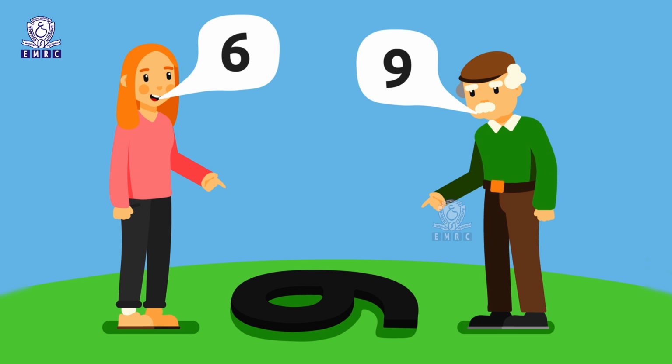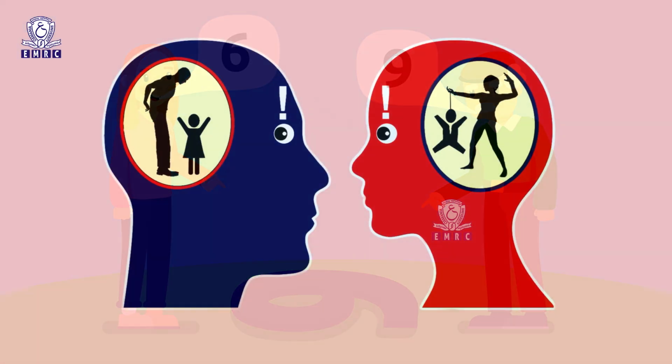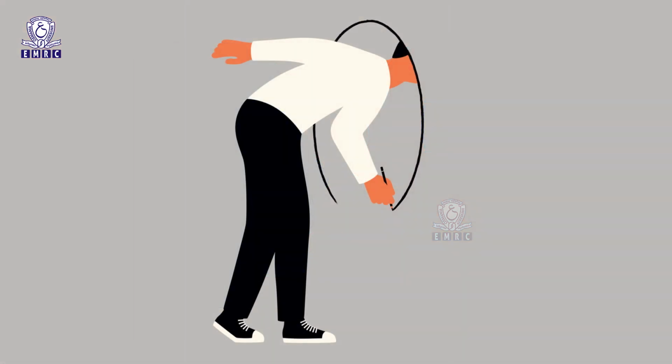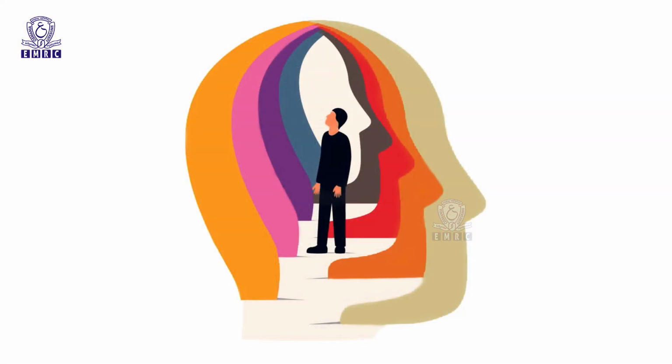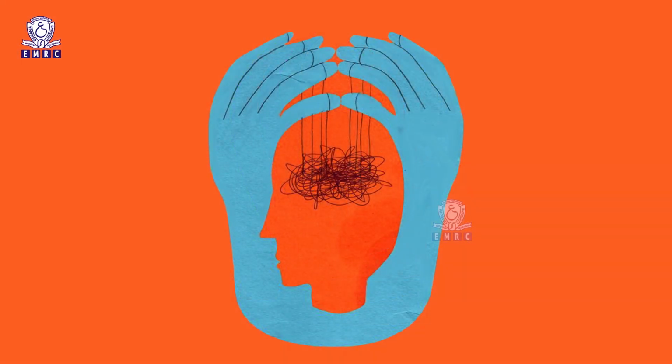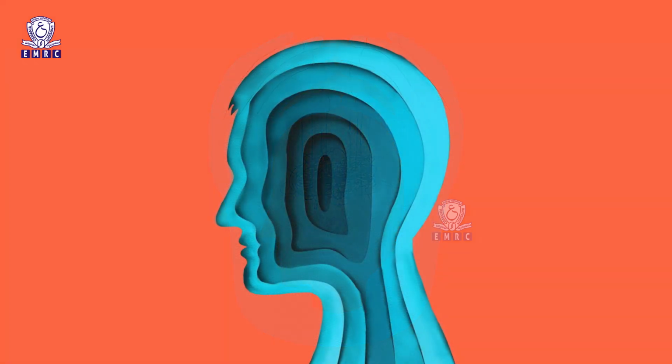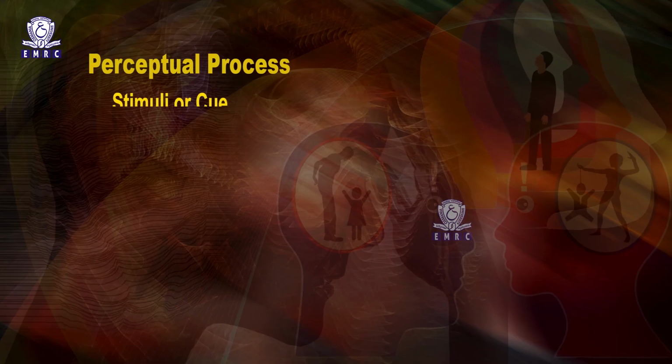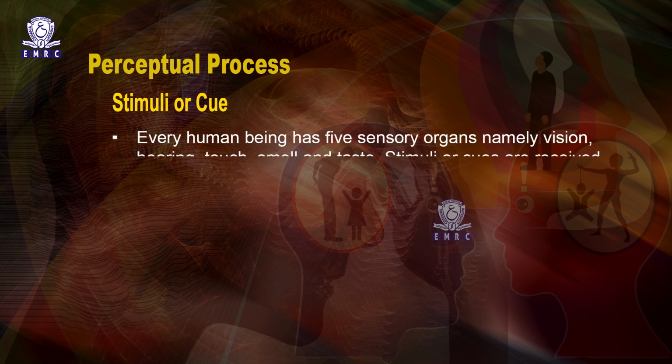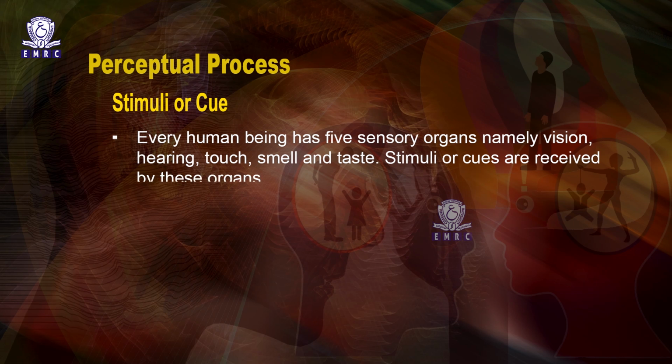Perception varies from person to person, situation to situation and from time to time. Individuals listening to the same thing may perceive it differently, and in the same manner individuals looking at the same thing may perceive it in different ways. The perceptual process consists of the following steps. The first one is stimuli or a cue. Every human being has five sensory organs, namely vision, hearing, touch, smell and taste. Stimuli or cues are received by these organs.